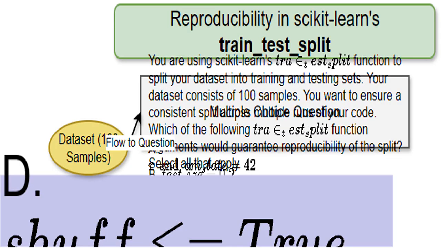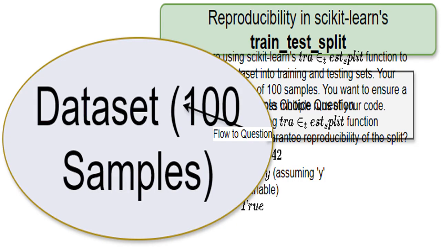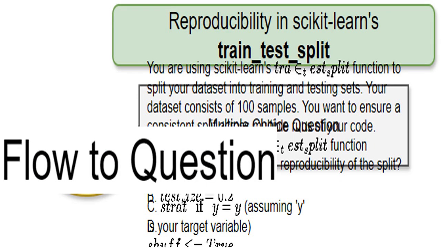This argument determines if the data is shuffled before splitting. If it is true, and it is by default, and I don't set random_state, then the shuffle will be different each time I run the code, resulting in different splits. This simply states that I have a dataset with 100 data points. This signifies that I've reviewed all the necessary details and now need to answer the multiple choice question.